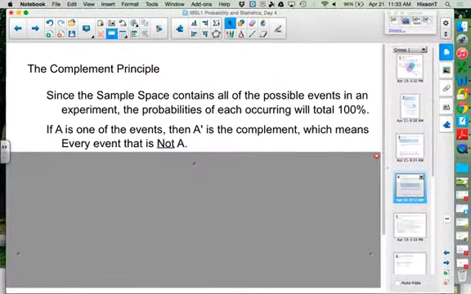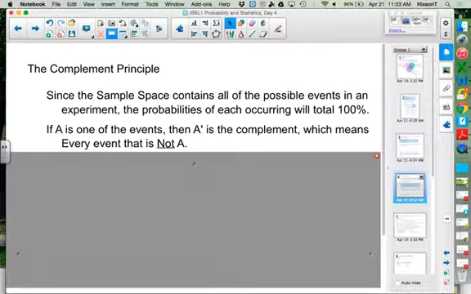Now, some notation here. If A is one of the events, then you'll see this notation A prime. That is what's known as the complement, and that's talking about everything that is not A. So when you see this notation, A prime, you need to think not A.